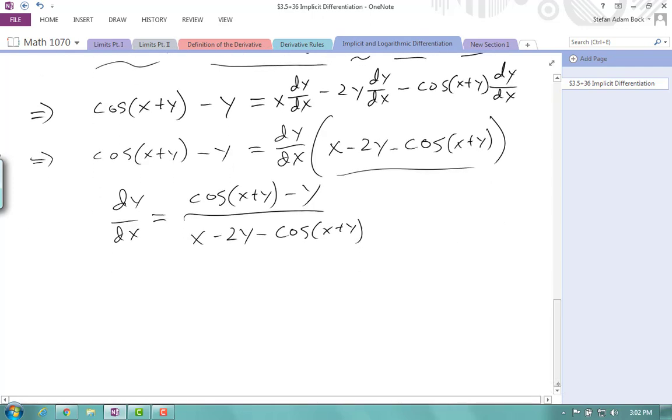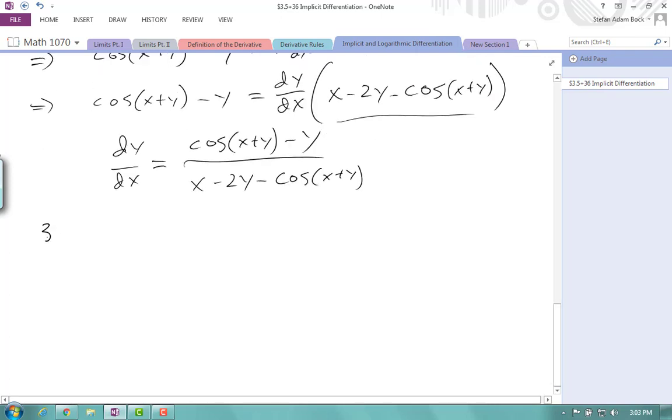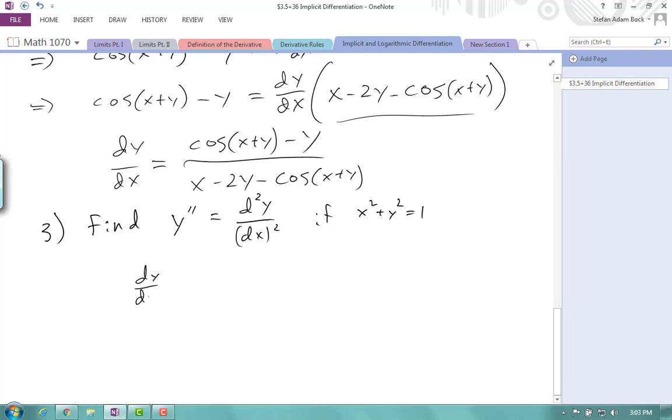I may ask for a second derivative, and to save time I won't ask for the second derivative of this particular problem. I'll do this one on the circle. I won't ask you for y double prime or d squared y over dx squared if x squared plus y squared is equal to 1. Now what we do for that is we go ahead and find the first derivative every time. Now I've already done this work, so I get to say that dy dx is equal to negative x divided by y.